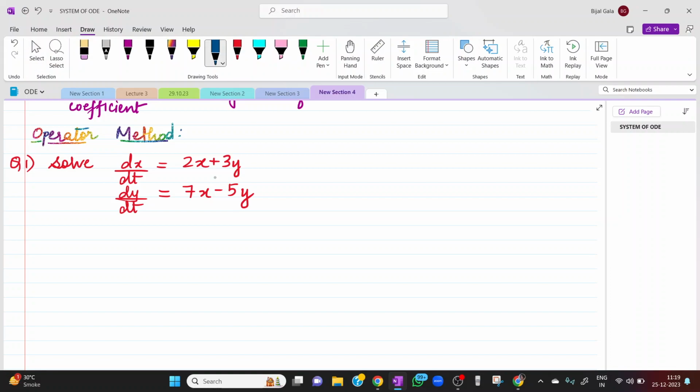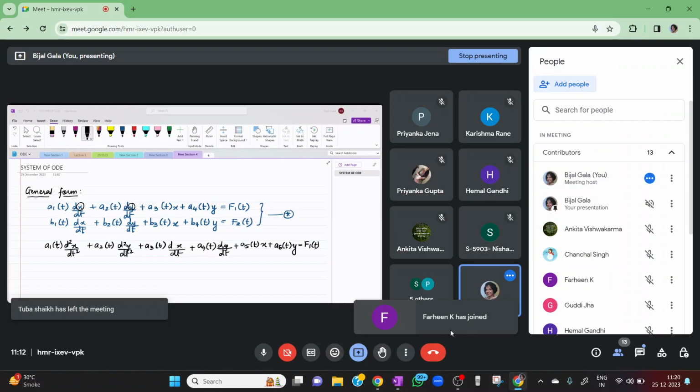So let's begin. What we're going to do here is we'll let d by dt be denoted by capital D, which is the differential operator. So the first equation is now Dx equal to 2x plus 3y. And the second equation is Dy equal to 7x minus 5y. I hope this step is clear with everyone. Yes, students? Yes, ma'am.